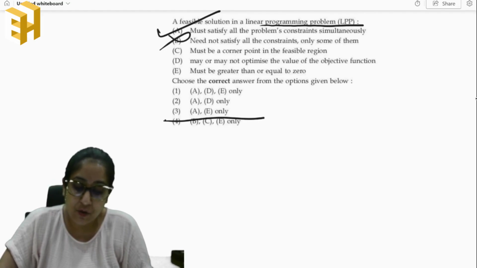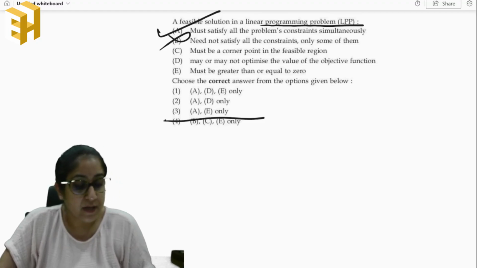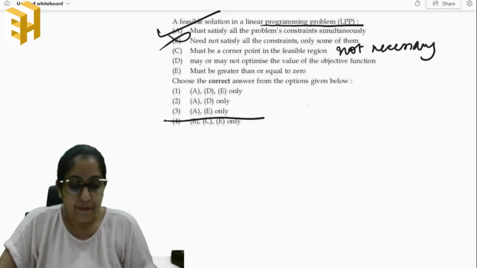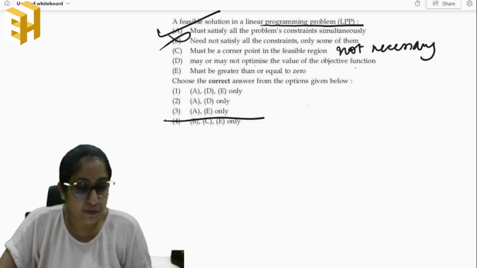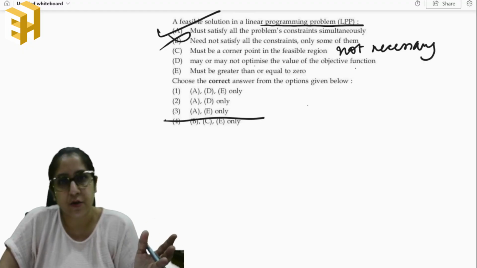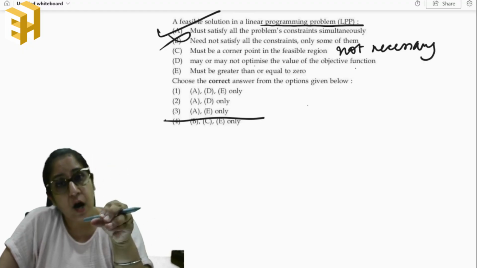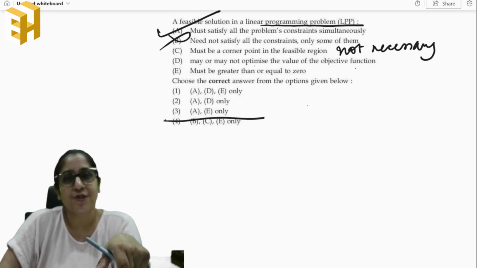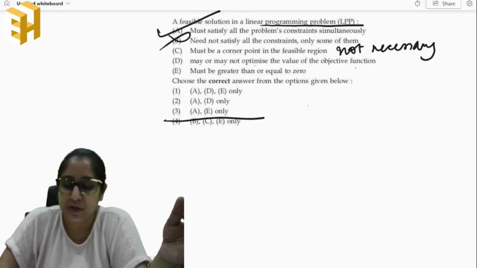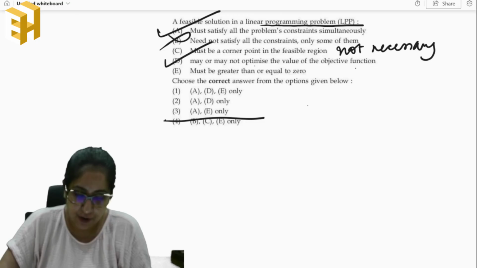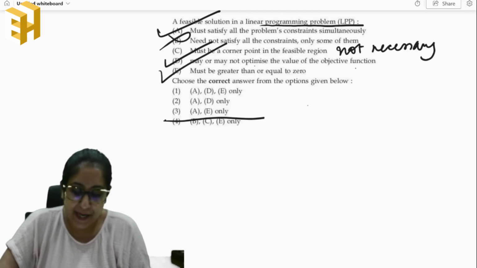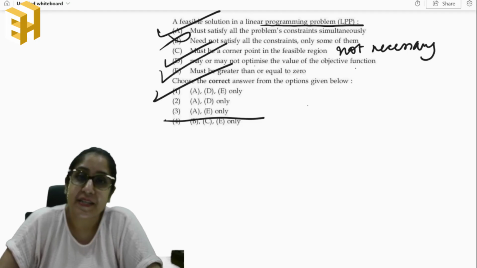Okay. Must be a corner point in the feasible region. That is not necessary. Not always necessary, right? May or may not optimize the value of the objective function. Okay, feasible solutions do not always imply that you are maximizing the objective function. Rather, you are choosing the outcome out of these feasible solutions that optimizes the results. So a feasible solution does not always mean an optimum result. So D is right. Must be greater than or equal to 0? Definitely yes. So A, D, E, option 1 is the right answer.